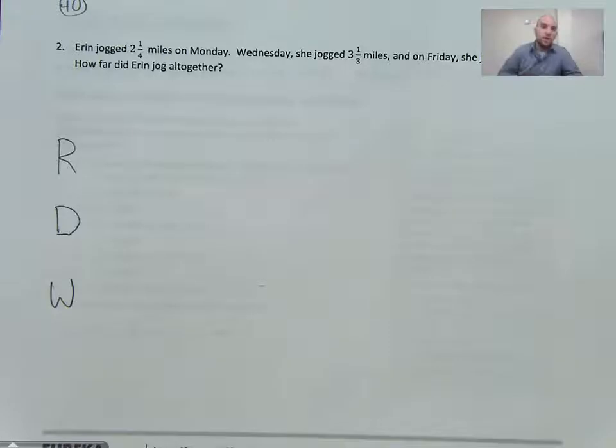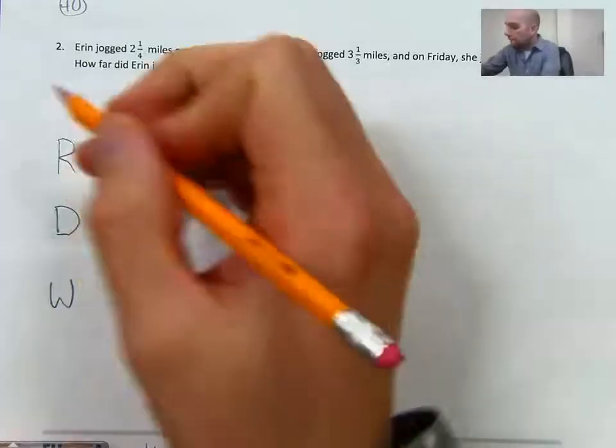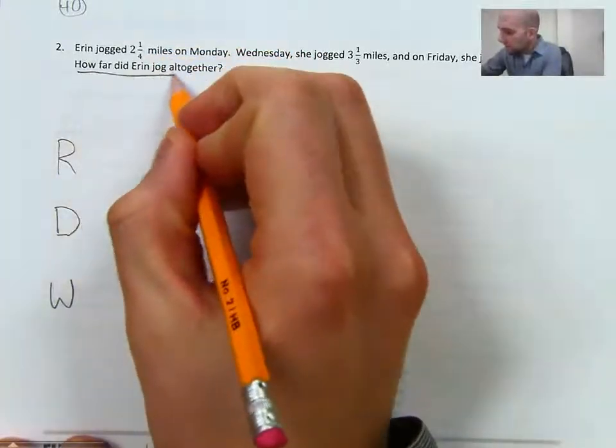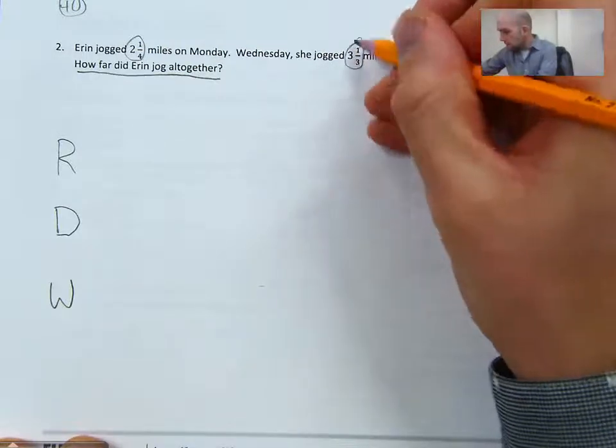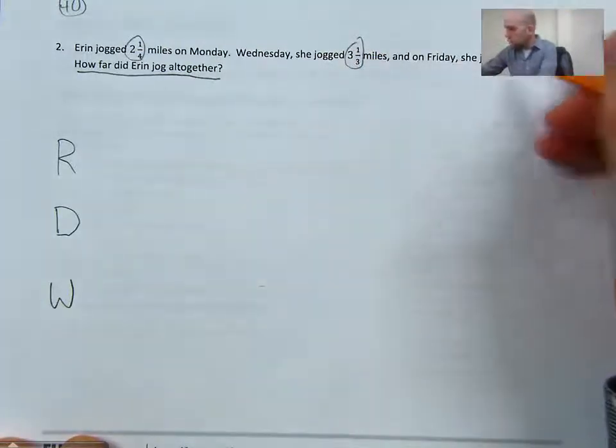It says, Erin jogged 2 1/4 miles on Monday. Wednesday, she jogged 3 1/3 miles. And on Friday, she jogged 2 2/3 miles. How far did Erin jog altogether? 2 1/4 miles, 3 1/3 miles, and 2 2/3 miles.